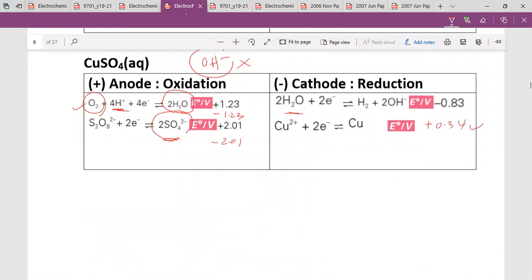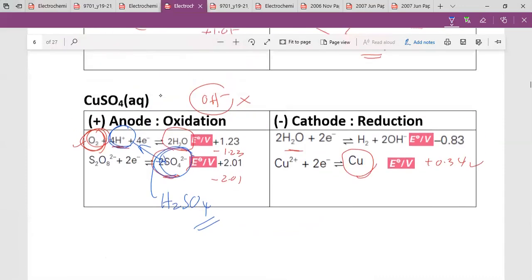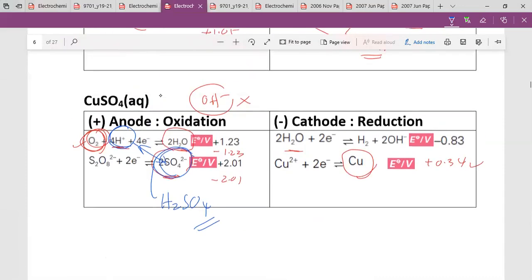Positive 0.34. Of course, this is easy, isn't it? So copper is going to be deposited. So copper is liberated, so is oxygen. What's left behind is your blue color. What's left behind, of course, is your H plus and your sulfate. So these two will give you sulfuric acid left behind. As I say, this can be tricky, but you have to do it. Compare the E0. Normally the difficult part is to use the water one, the water here and the water here.